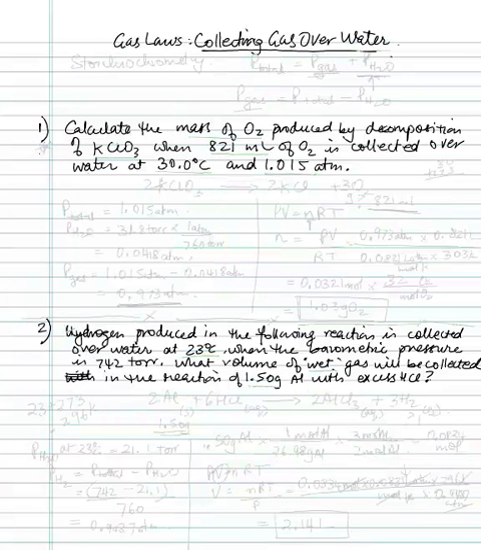Some last problems to work on gas laws is collecting gas over water. This has a little bit to do with stoichiometry as well as Dalton's partial pressure. Okay, so stoichiometry comes from the fact that you're working with equations and you have to balance the equations and so on. And Dalton's total pressure or partial pressure comes from the fact that when you collect the gas over water, the P total is equal to the pressure of gas plus the pressure of water.